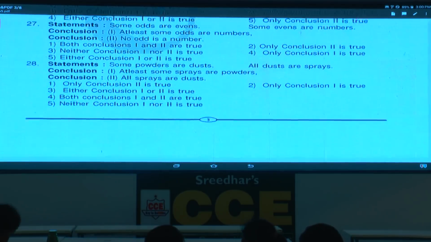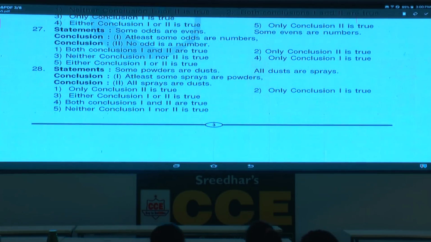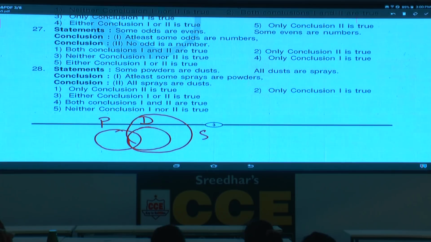Then question number 28. Now in this question number 28, some powders are dust, this is powder and this is dust, all dust are sprays. Then first one, some sprays are powders, definitely true. Next one, all sprays are dust is false. Then what is the answer here? Only one is true, that is choice 2. 28, choice 2 is the answer. Then question number 29.